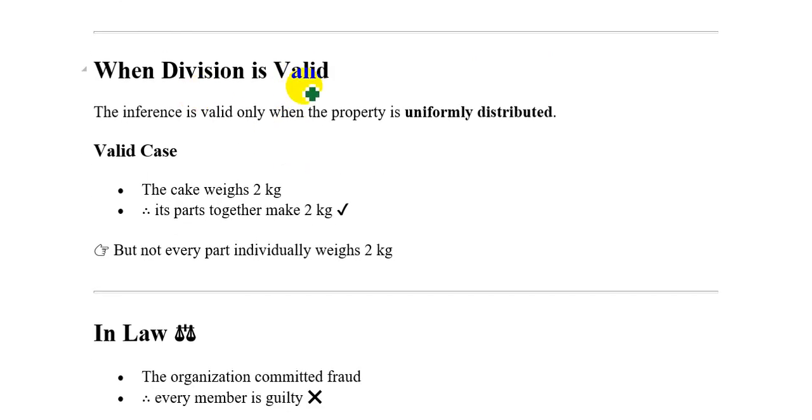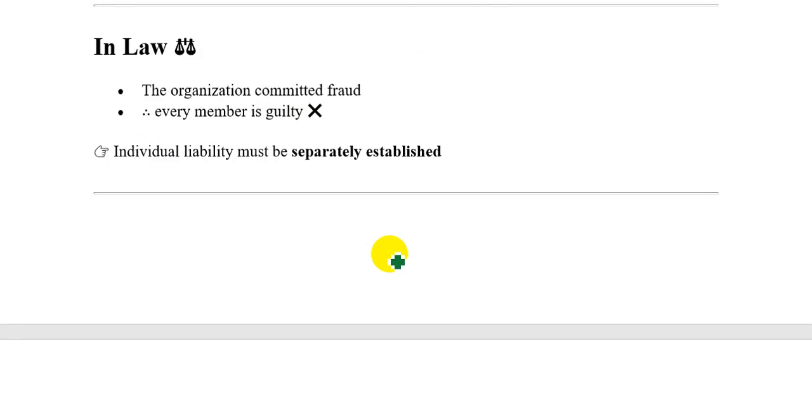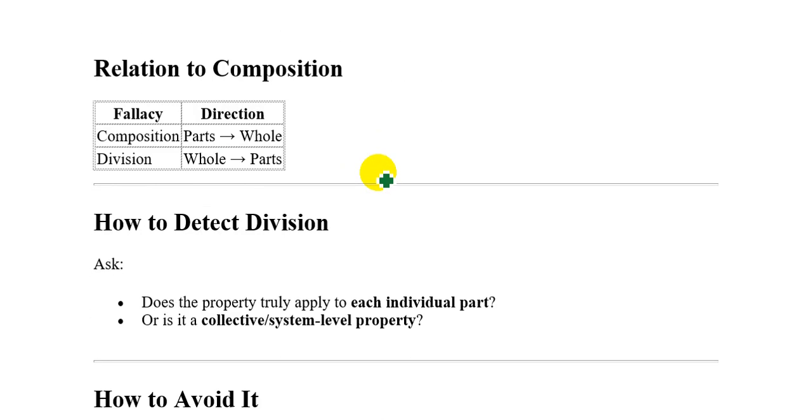Now, when would division be valid? The inference is valid only when the property is uniformly distributed. For example, the cake weighs 2 kg. Its parts together make 2 kg. So, this is correct. But not every part individually weighs 2 kg. In law, let's take an example here. The organization committed fraud, therefore every member is guilty. This is a fallacy. Individual liability must be separately established. Of course, we have already covered this in relation to composition.